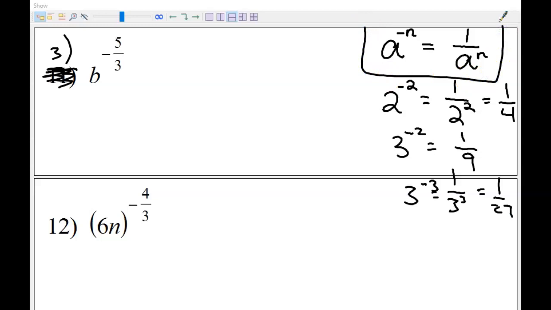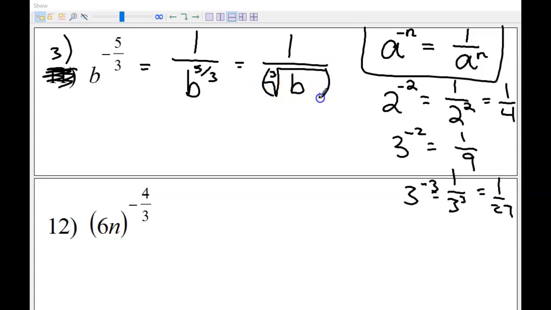So now, John, you were asking, what about this one then? So let's go back and let's do this one now. Ready? So the first thing I'm going to do is rewrite it like this. I'm just going to make it a reciprocal. Now, we're going to change it into radical form. So that would be what kind of a root? The third root, of 5 to the 3rd. There you go. That's it.